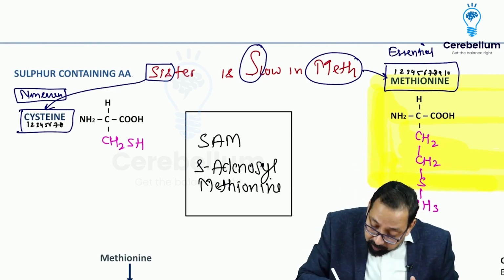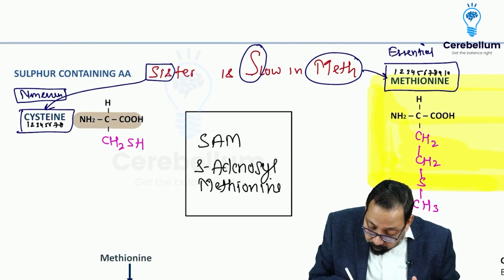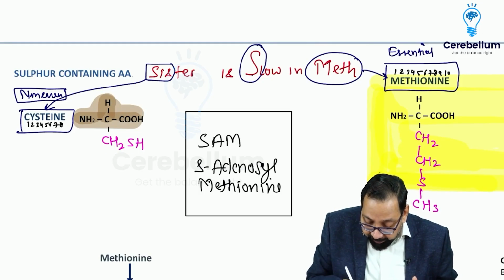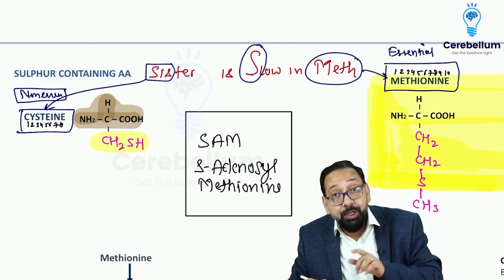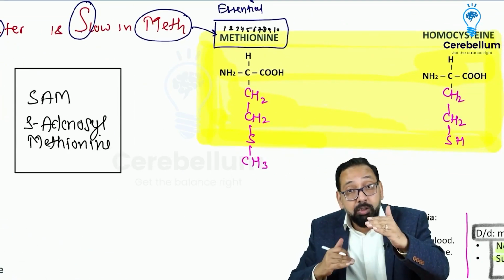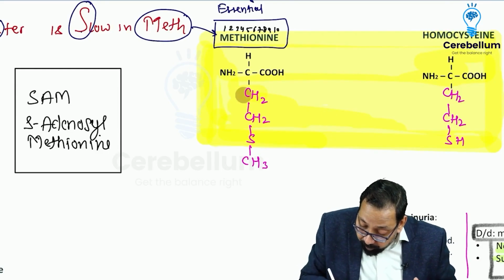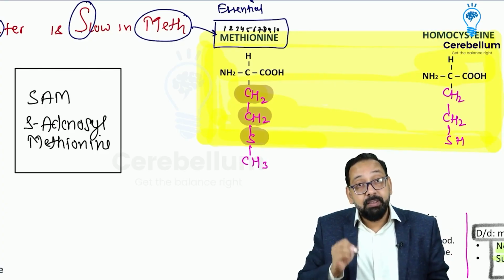If you see the structure of cysteine, you will find that this portion is common to each and every amino acid. Only the side chain is different: cysteine has CH2SH. But methionine has a larger side chain, that is CH2, CH2, S, CH3. This is methionine.